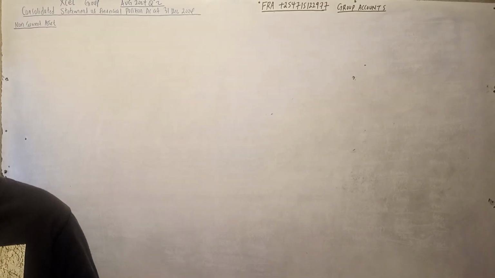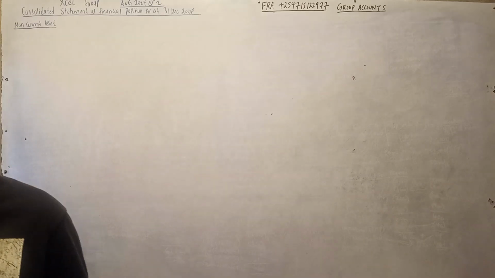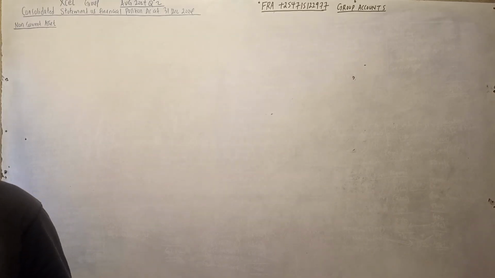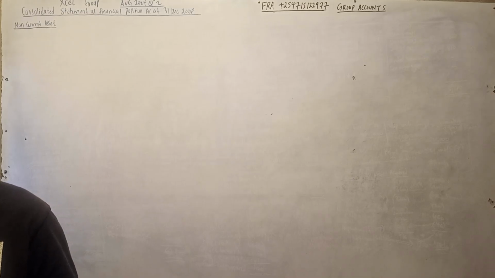August 2024. Question number 2. So I'm going to read the question. The following information was extracted from the financial statements of Excel Limited, YEP Limited, and Z Limited for the year ended 30th June 2024. So we have the statements for Excel, YEP, and Z. Then we go to the additional information.